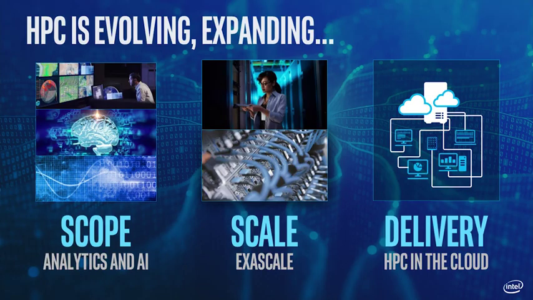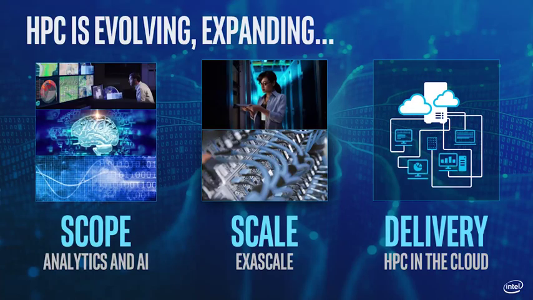Keep in mind that HPC is evolving and expanding not only in scope, in terms of adding analytics and AI, but we're also always expanding the scale. Intel is pushing closer and closer to exascale, and Intel did win the first contract to deliver exascale performance with the Aurora compute system delivered for the Department of Energy. Also, the delivery models of HPC are changing as well. It's not going to be only on-prem systems; it's also going to be delivered through the cloud.